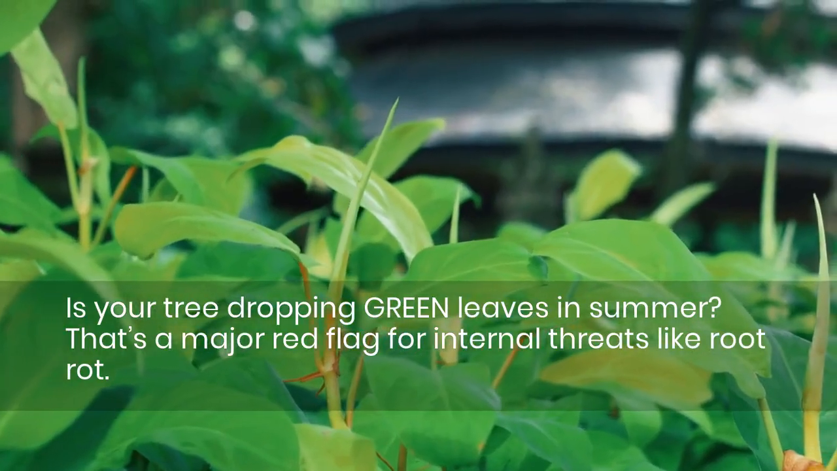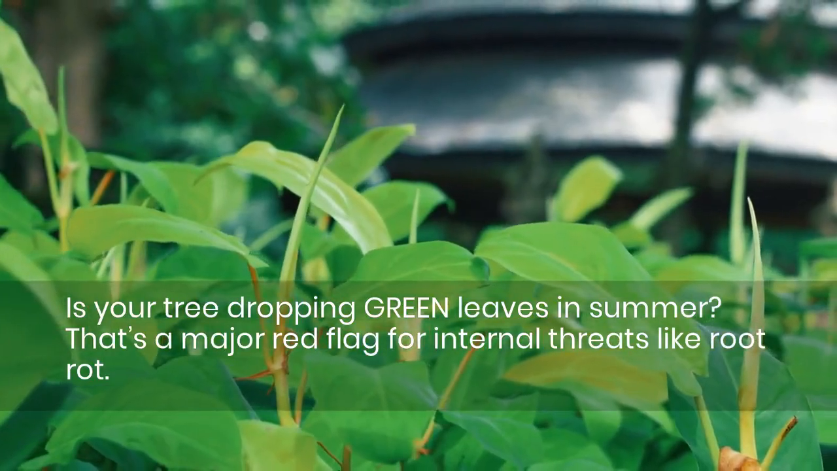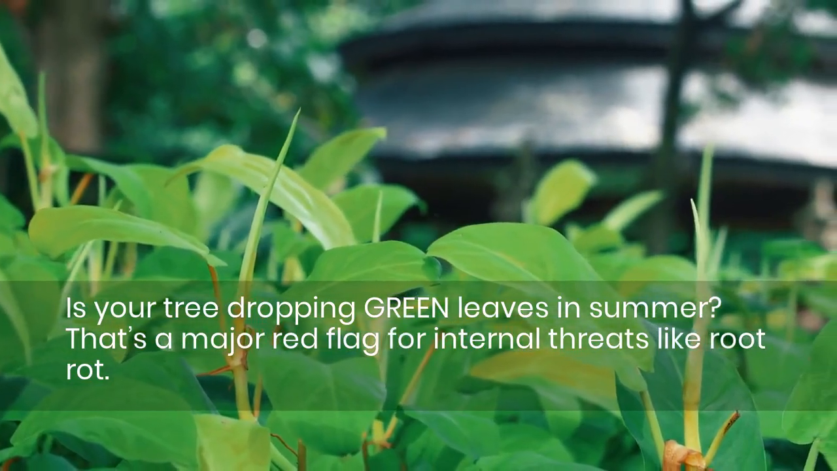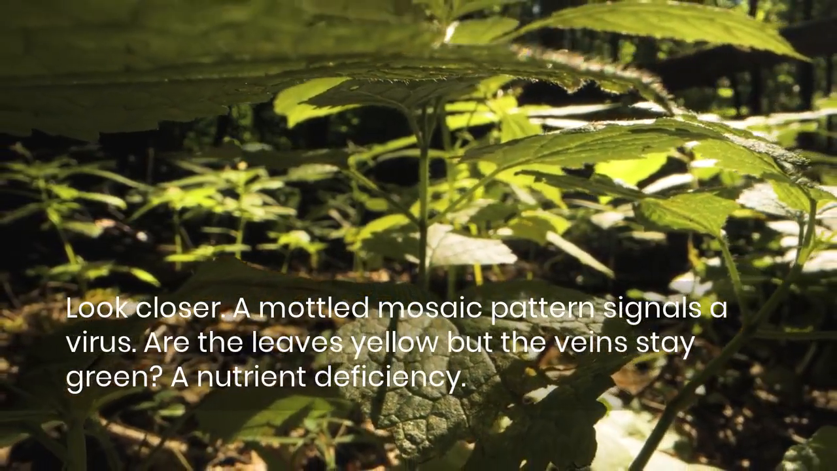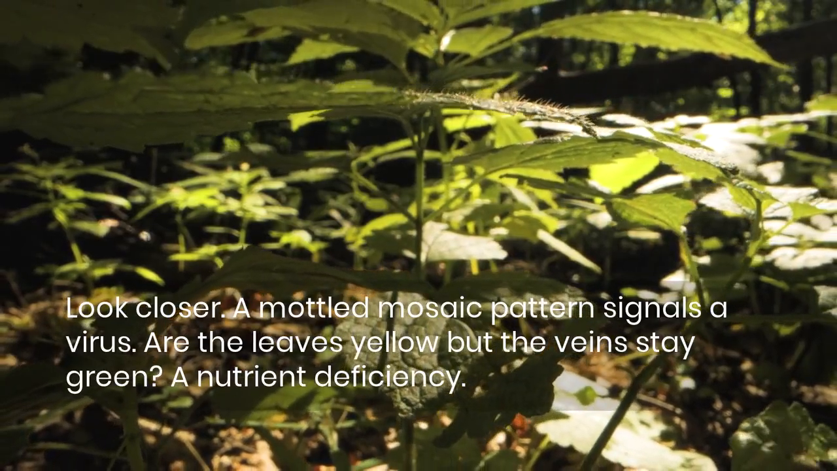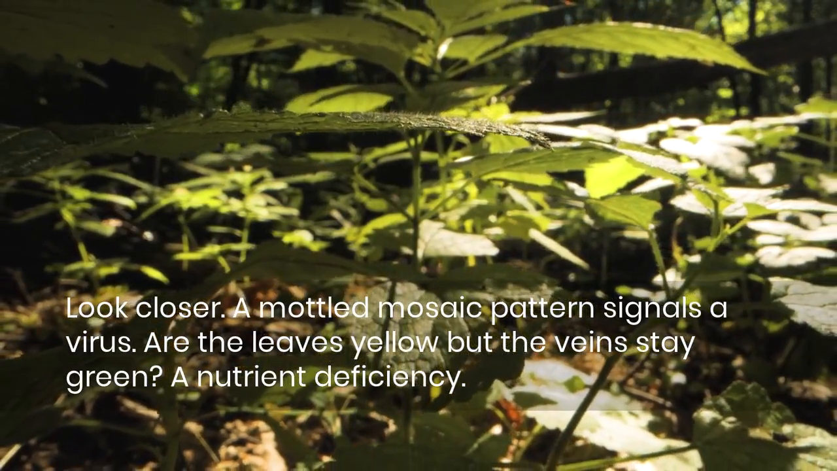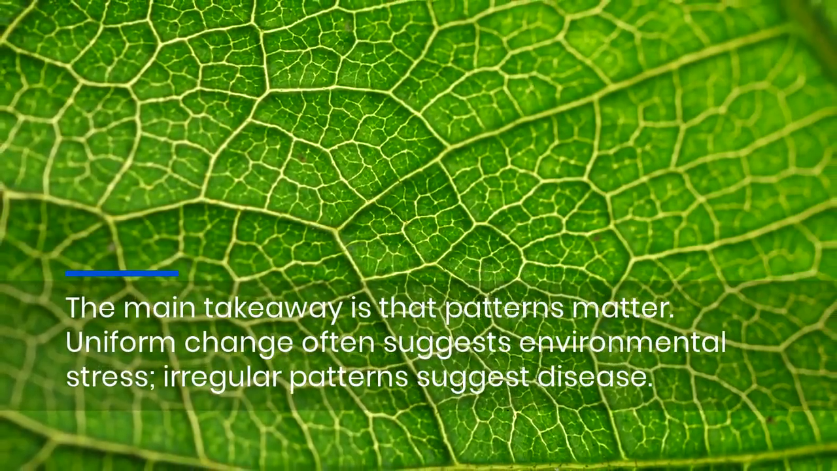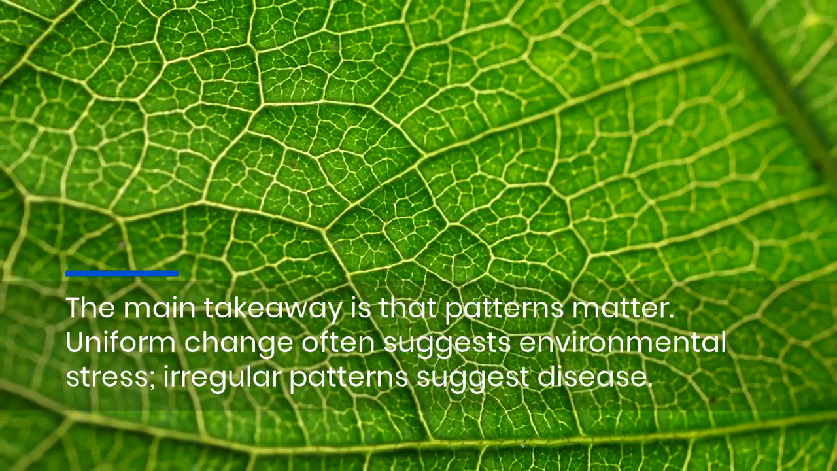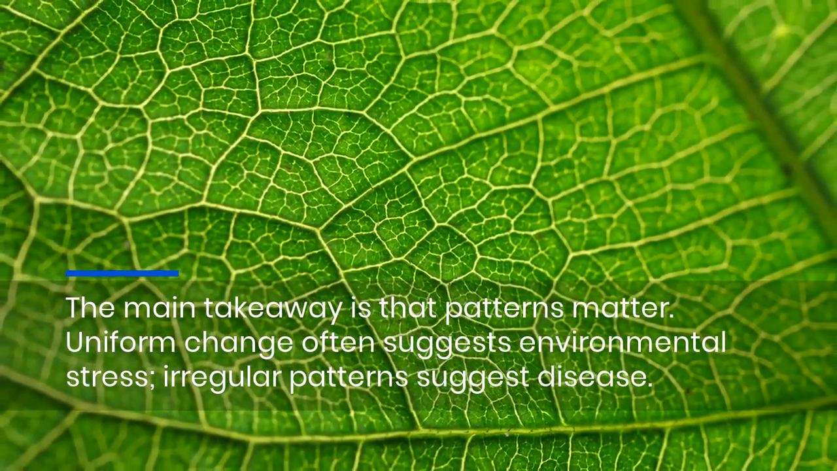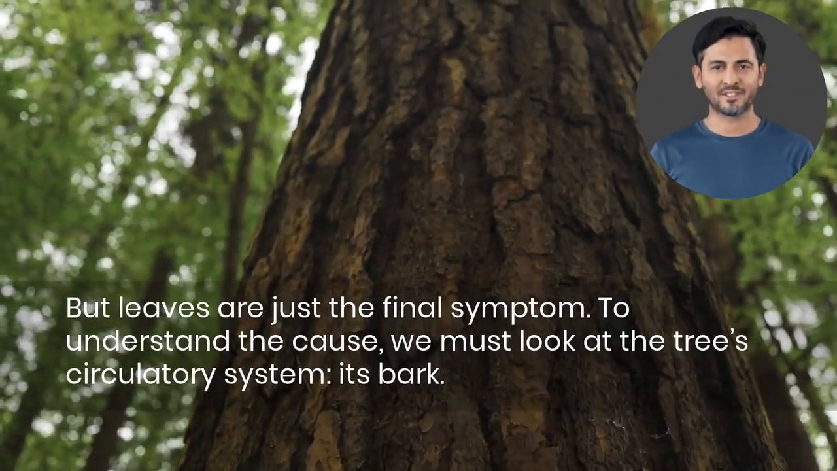Is your tree dropping green leaves in summer? That's a major red flag for internal threats like root rot. Look closer. A mottled mosaic pattern signals a virus. Are the leaves yellow but the veins stay green? A nutrient deficiency. The main takeaway is that patterns matter. Uniform change often suggests environmental stress. Irregular patterns suggest disease, but leaves are just the final symptom.